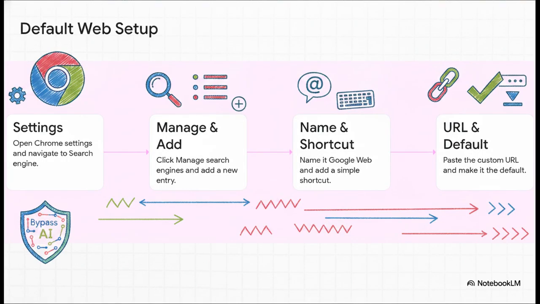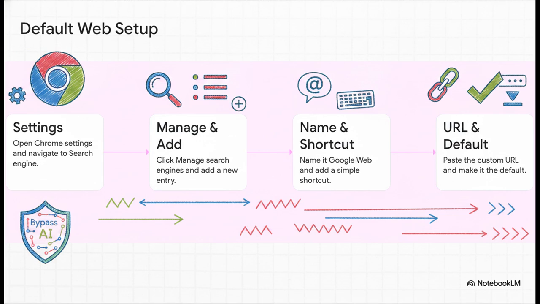I'm going to walk you systematically through this super quick 2-minute setup to make that web search your permanent default right from your browser's address bar. Step 1, open up your Chrome settings and go to the Search Engine tab on the left side. Step 2, click Manage Search Engines and Site Search. Then just scroll down a bit and click Add.